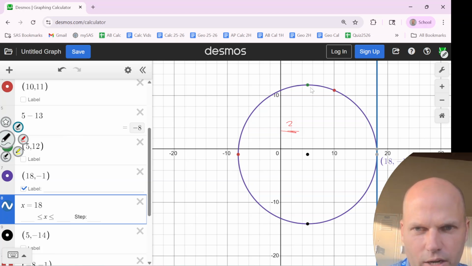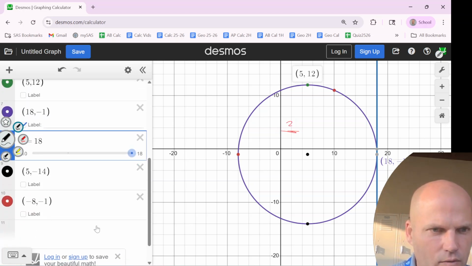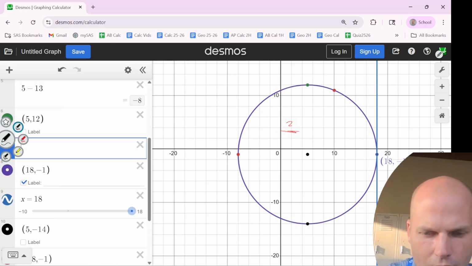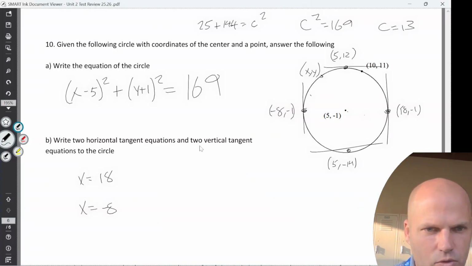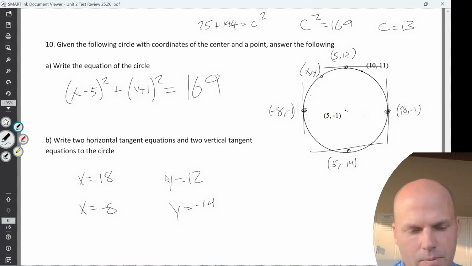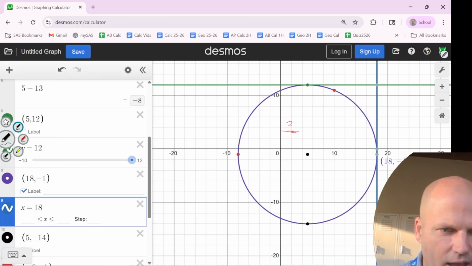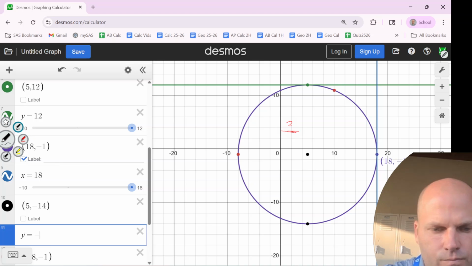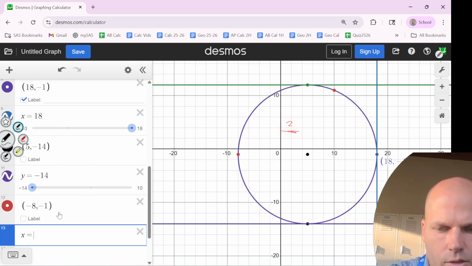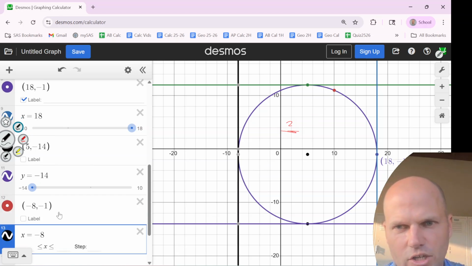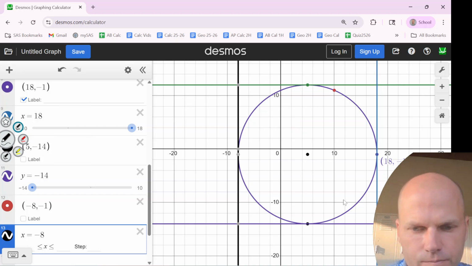So at this point up here, (5, 12), y equals 12 gives me that horizontal line that will be tangent. So I got y equals 12, and I'll have y equals -14. And you should be able to graph it. You should be able to see everything. And it should look so nice that you're like, I'm crushing geometry.